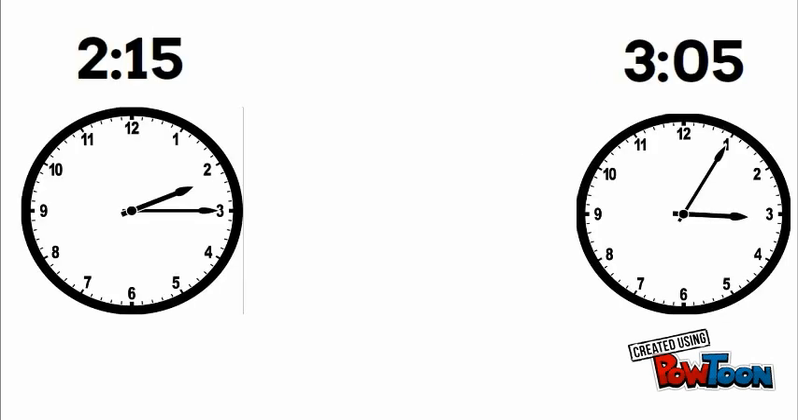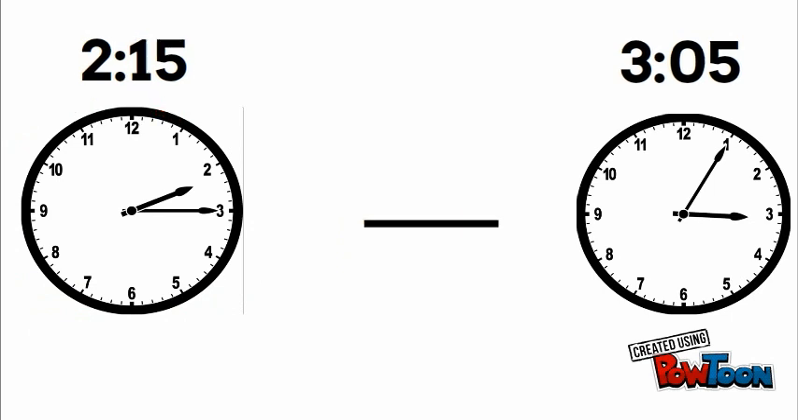All right, let's find from 2:15 to 3:05. You don't always have to count up by 5, sometimes you can count by 10s. When you count by 10, you skip a number on the clock, so 10, 20, 30, 40, 50 minutes gets us to 3:05. So there's 50 minutes from 2:15 to 3:05.